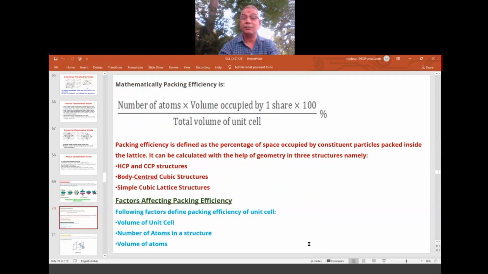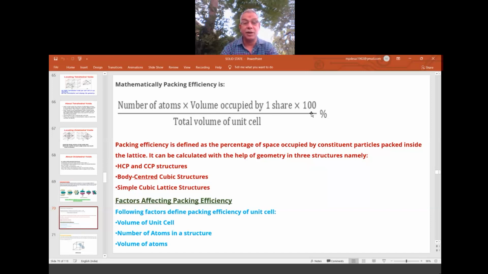Same thing is written here, in terms of formula. So mathematically, packing efficiency is the volume occupied by spheres by the total volume of the unit cell. That means the number of atoms and each atom's volume. That gives the volume of all the spheres. This is divided by the total volume of the container, or the bucket, or the cube, multiplied by 100. That is called packing efficiency.